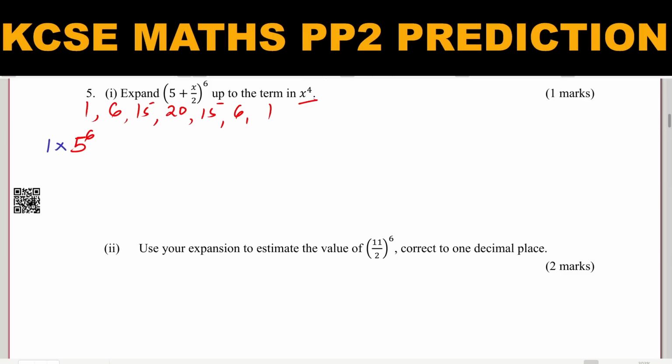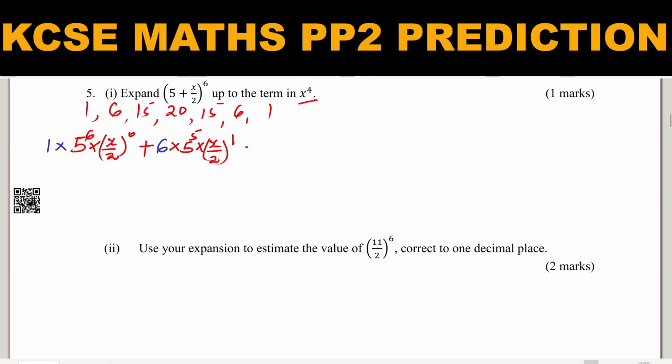Then you multiply by the second term, x divided by 2. This one will start from power 0. Then we go to the second term, where the coefficient is 6, multiplied by 5 raised to power 5, since the power of 5 keeps reducing. Then multiply by x divided by 2 raised to power 1. Note that this power will continue increasing.